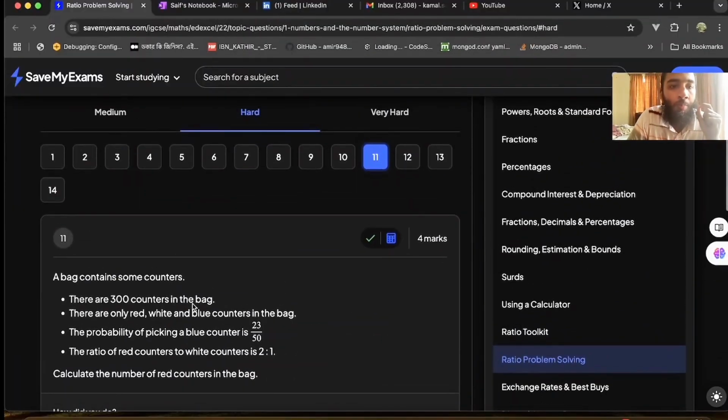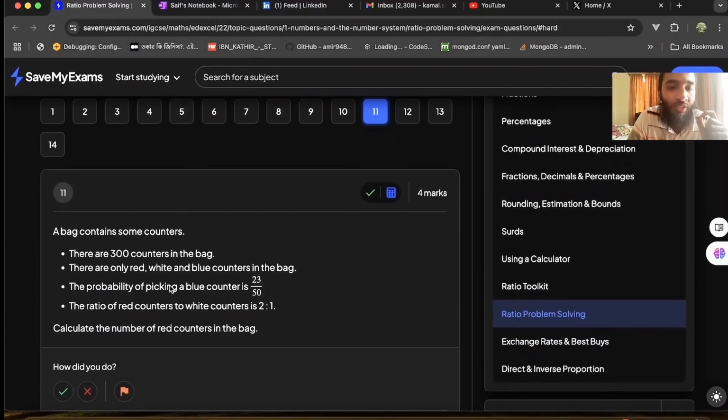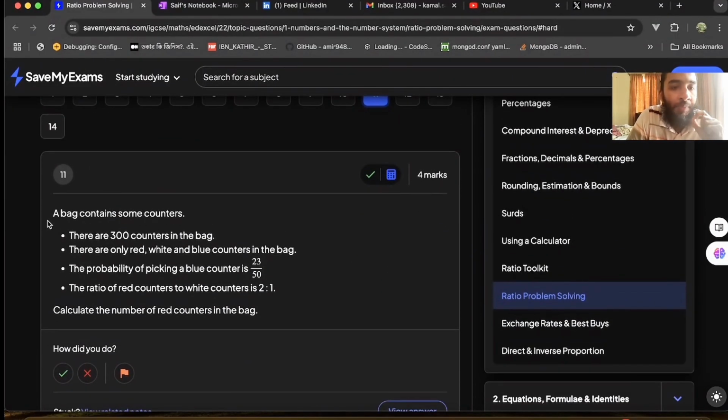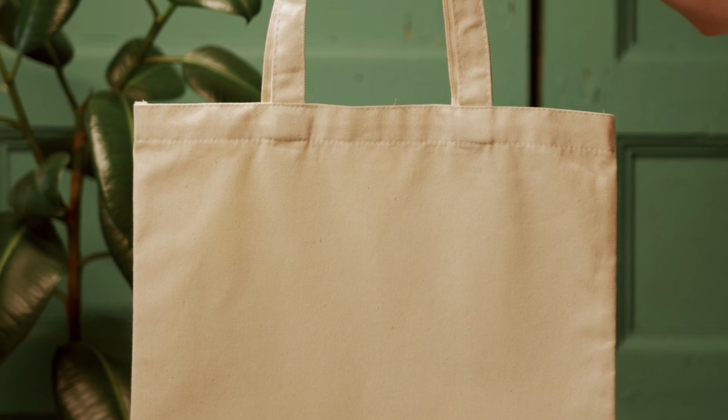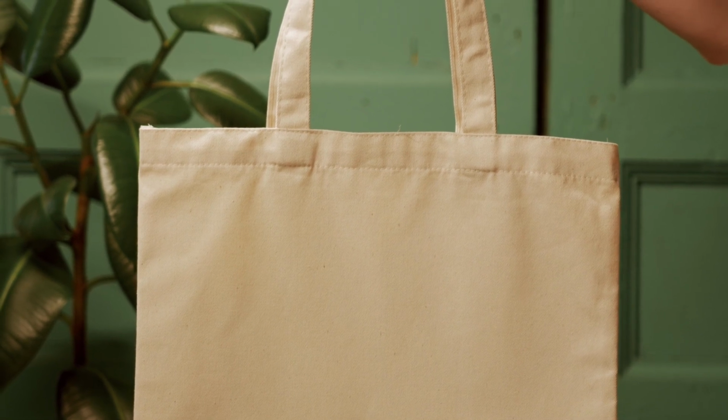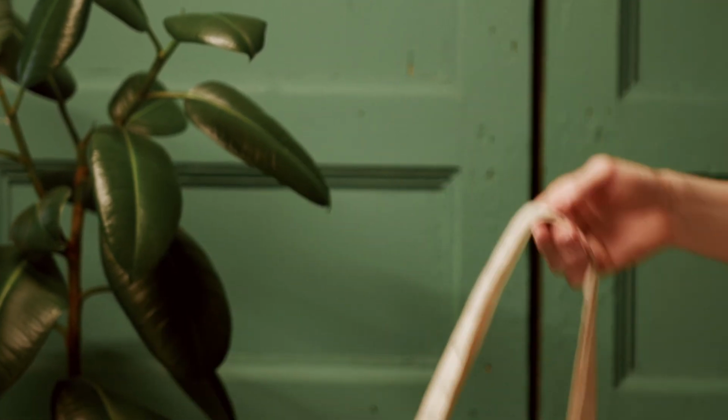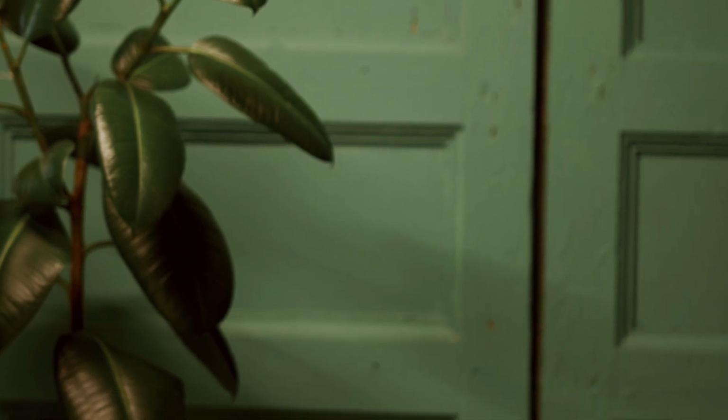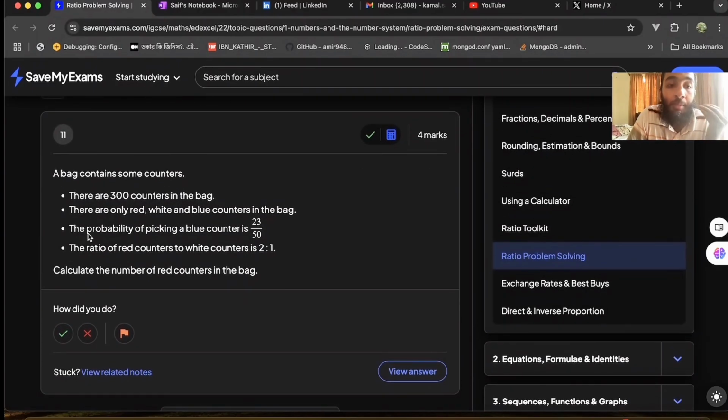I'll now focus on problem number 11, which is slightly tricky. So let's read the problem. It says a bag contains some counters. There are 300 counters in the bag. So there are 300 counters in total in the bag. There are only red, white and blue counters in the bag. So the probability of picking a blue counter is 23 by 50. So the ratio of red counters to white counters is 2 is to 1.